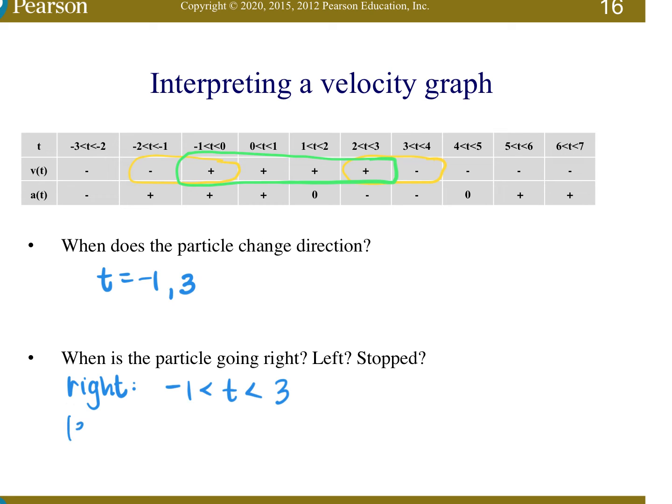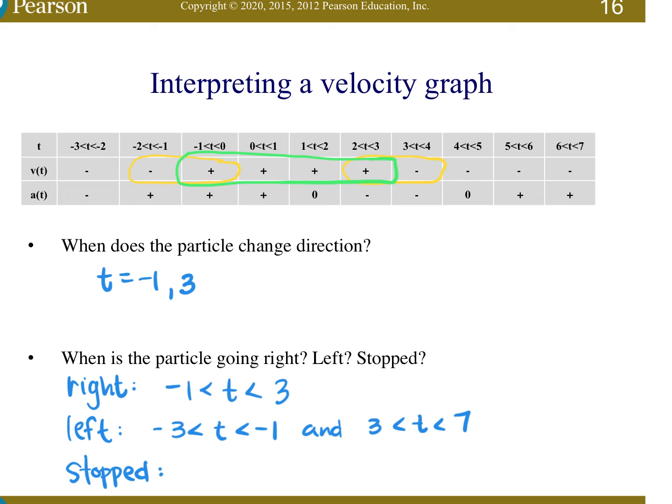Okay, to the left would be any time the velocity is negative. So that would be from -3 to -1, and again from 3 all the way to the end of 7. Okay, stopped. Please don't confuse stopped with coasting. Being stopped has 0 velocity. Coasting has 0 acceleration. So when you are stopped, you have 0 velocity.